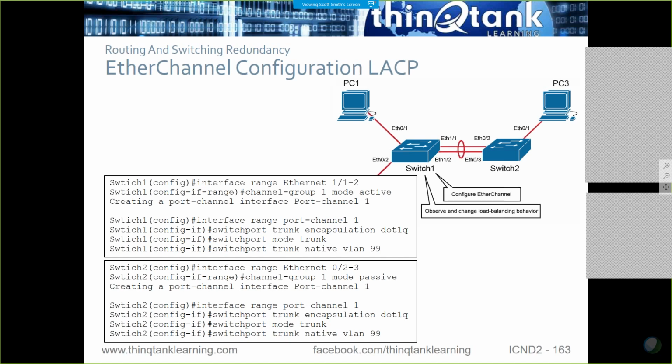Remember, interface, well, you don't really need the range there. I don't know why that's there, but interface port-channel 1, we specify all of our logical configurations. The port channel number is referencing the channel group number on the physical interface. So it's literally that easy to create an EtherChannel. Outside of the normal configurations that you would do on a port anyway, it's only a couple of commands.